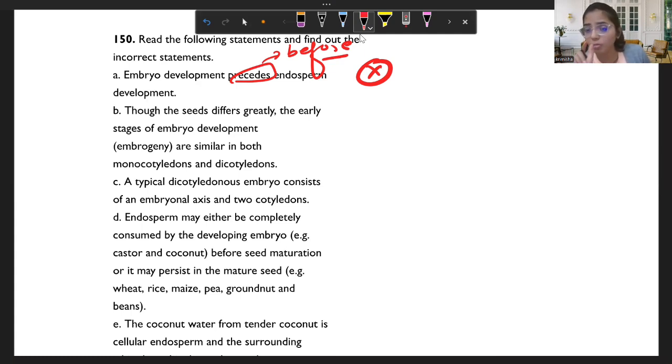First the zygote will be formed, then the embryo will be formed, and simultaneously with zygote formation, the endosperm also forms. So endosperm forms before the embryo forms, and it provides the embryo nourishment. So this statement is wrong.